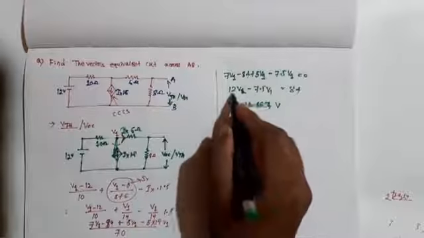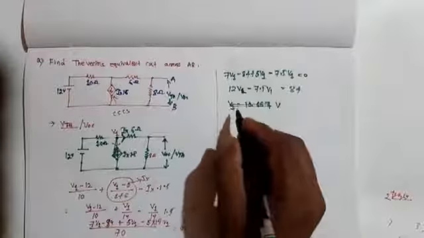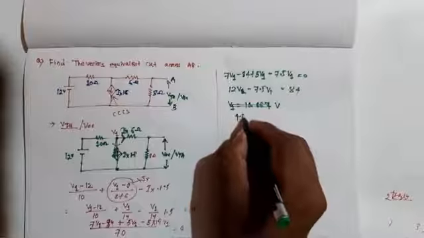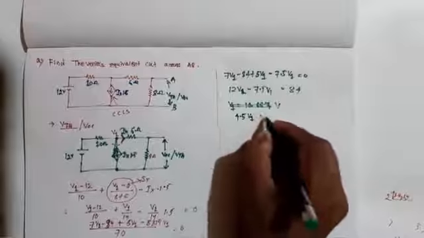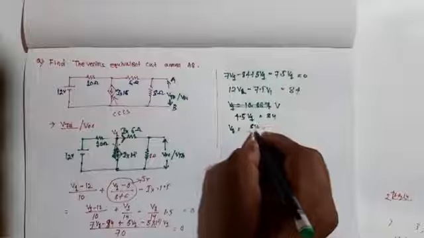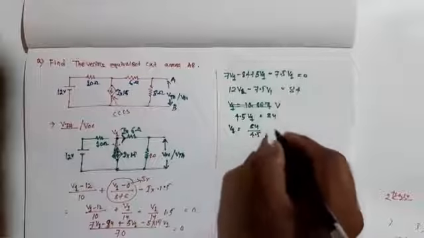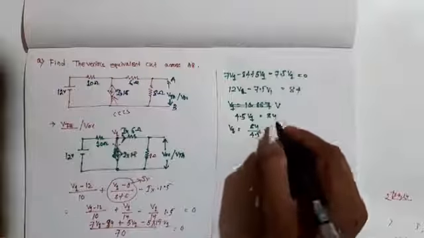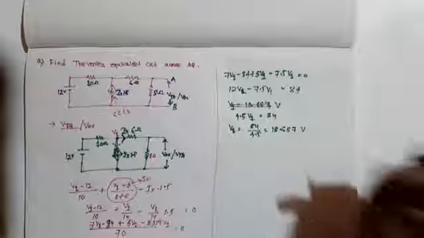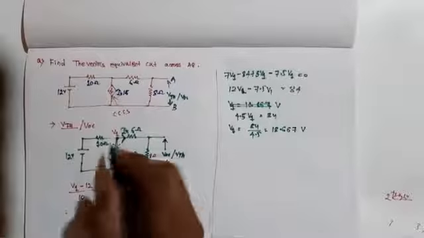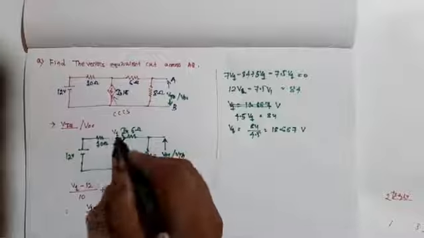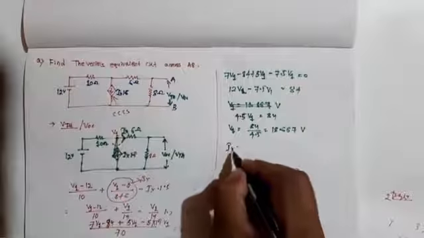This is 12 V1 minus 7.5 V1, so this is 4.5 V1, which is equal to 84. So V1 is equal to 84 divided by 4.5, which is equal to 18.667 volt.